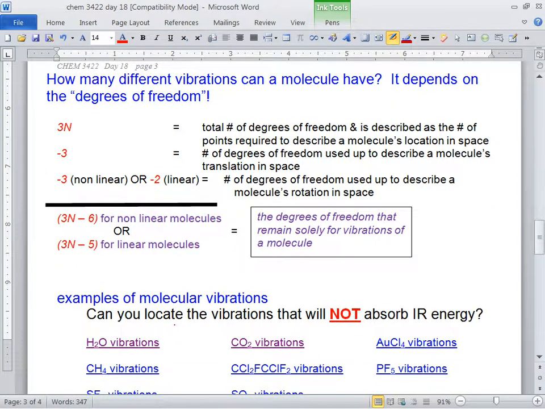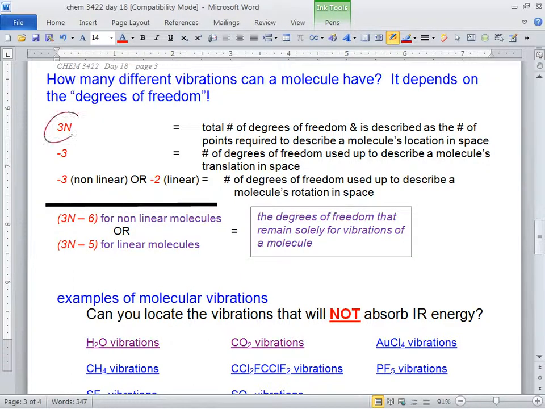How many different vibrations can a molecule have? Okay. So pretty much it's mathematically determined. There is a limited number. You draw any molecule, and you can specify how many vibrations that molecule is going to have, simply because it can only move so much. There's only so many possible movements. It depends on the degrees of freedom.